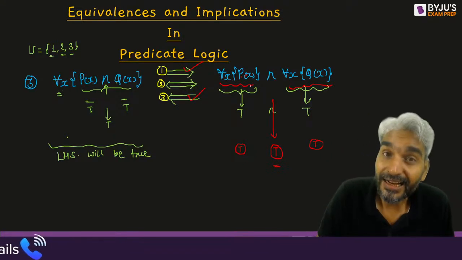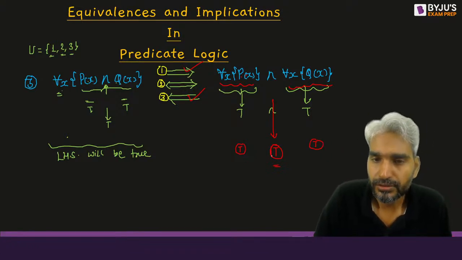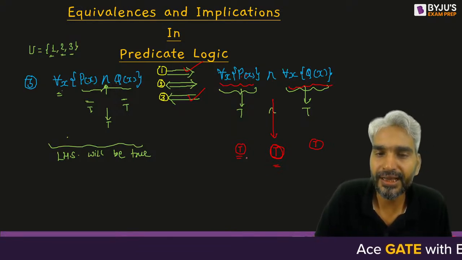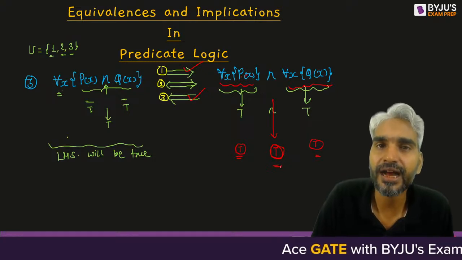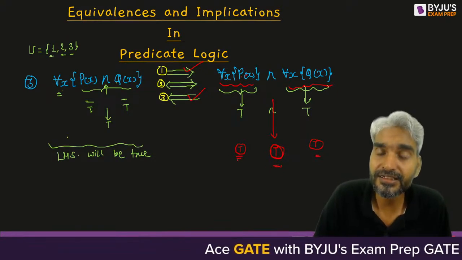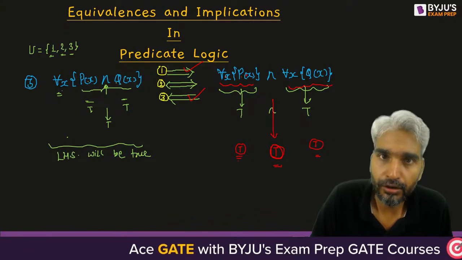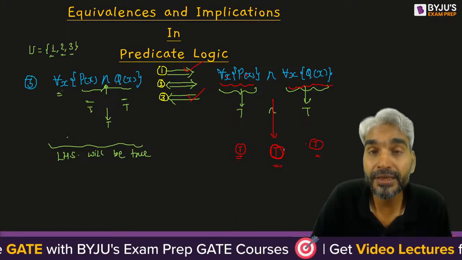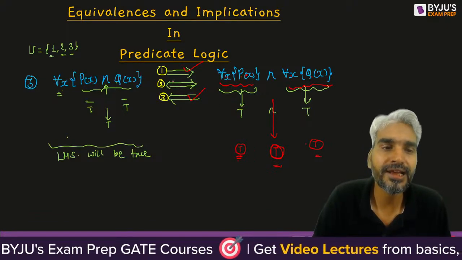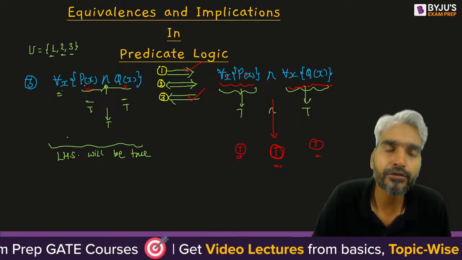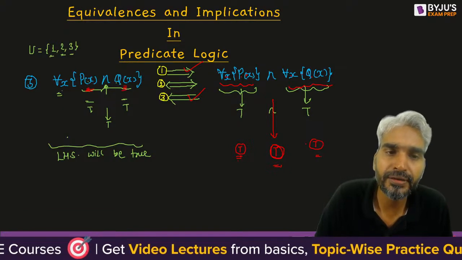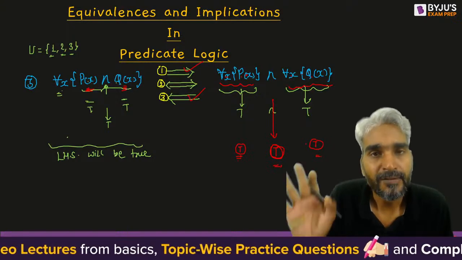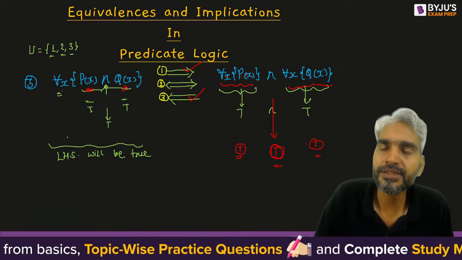We are saying RHS will be true when this conjunction is true. The conjunction is true when both LHS and RHS of the conjunction are true. So the LHS of the conjunction is that P should be true for all x, and the RHS is that Q should be true for all x. That is, both P and Q should be true for all x. And if both P and Q are true for all x, then the conjunction of P and Q will also be true for all x.